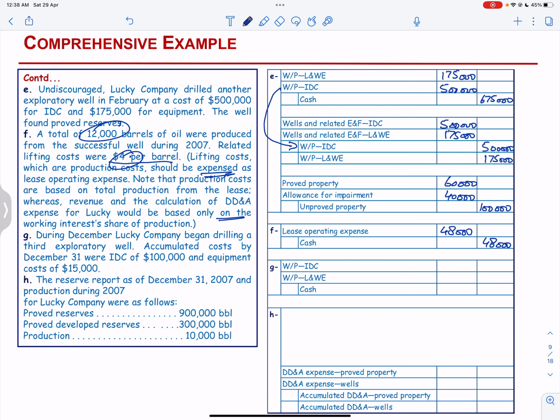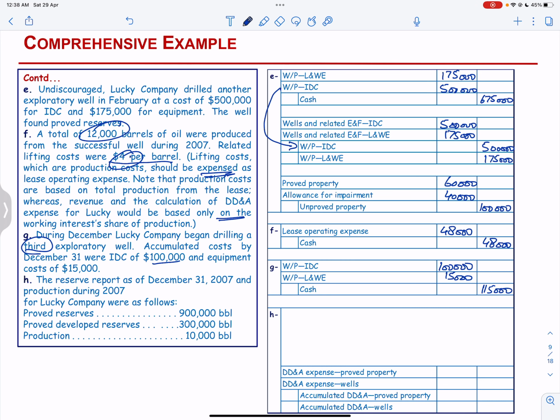Then during December, Lucky Company began drilling the third exploratory well. Accumulated costs by December 31st were intangible drilling cost of 100,000 and equipment of 15,000, so cash is 115,000.